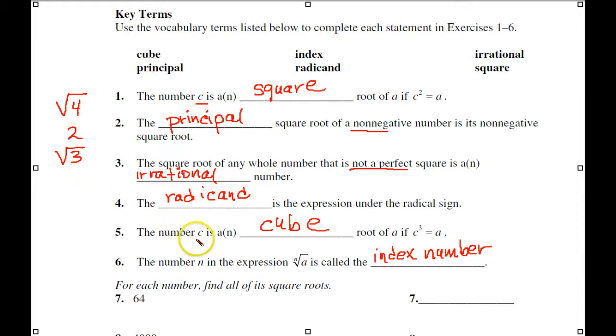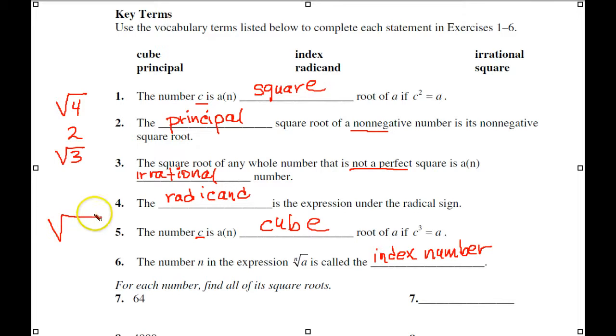All right, a number c is a cube root of a if c to the third equals a. And we'll give you examples on that. Now, often when you see the radical sign, and I think I skipped 4, I'll get back to it.